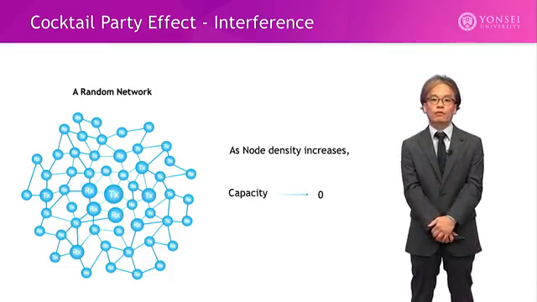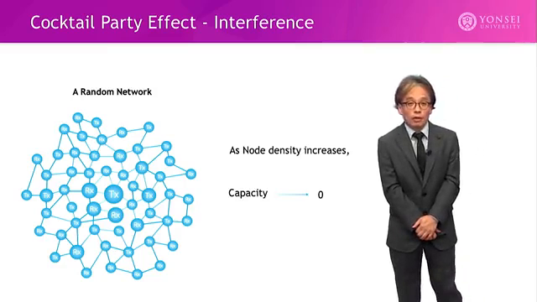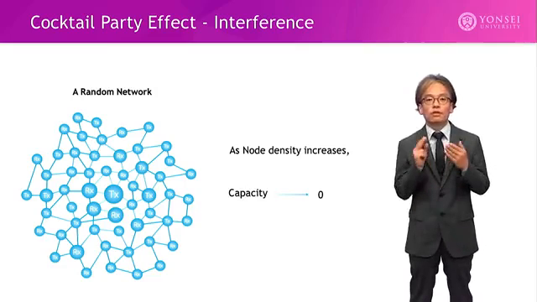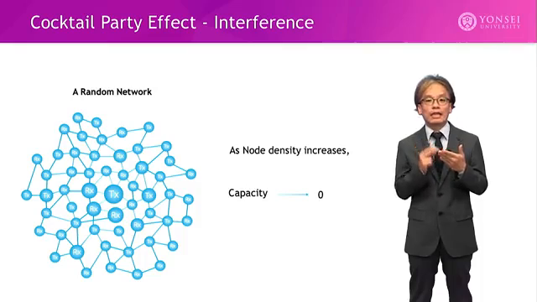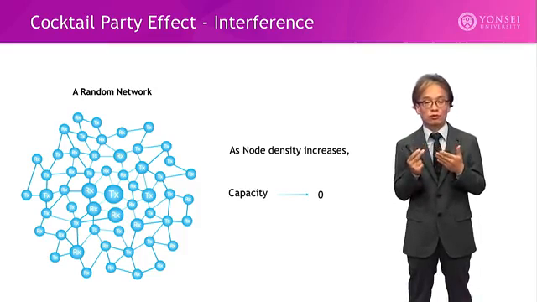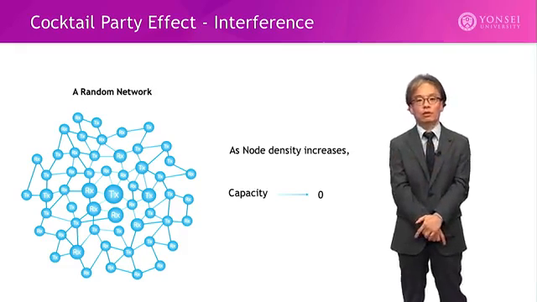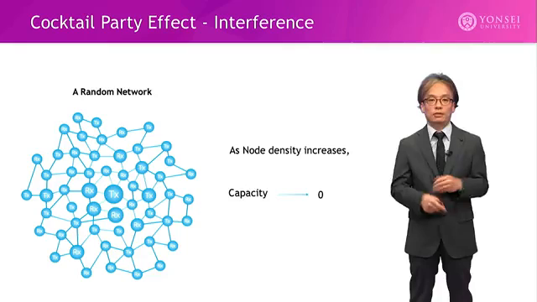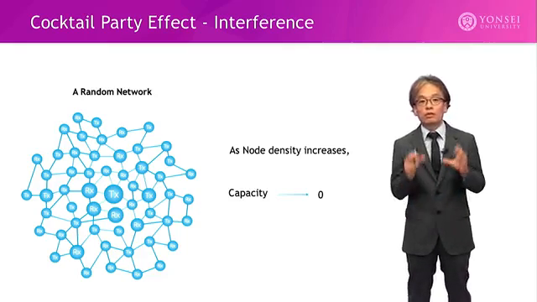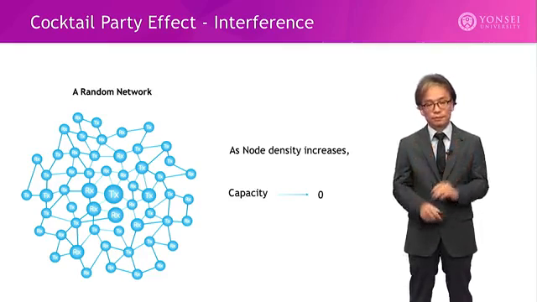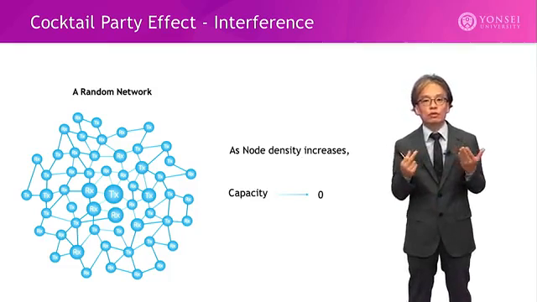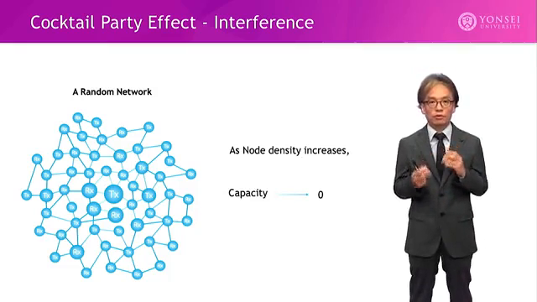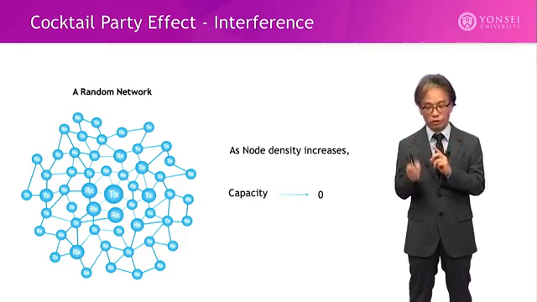Well, at this point, let me define the meaning of capacity. In a wireless network, capacity means the number of communication pairs that can successfully talk to each other. If their communication fails due to large interference or some other reasons, then we do not count it as capacity. So capacity goes to zero means there is no one successfully communicating. So as interference increases, or as node density increases, like in the cocktail party room, capacity, the number of successful communication pairs, will approach zero.